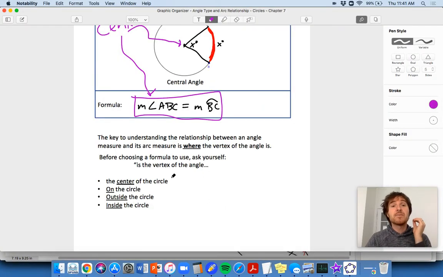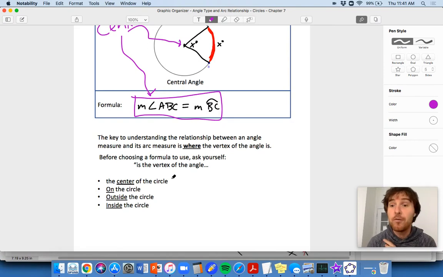But anyways, the key to understanding the relationship between an angle measure and its arc measure is where the vertex of the angle is. That's what you want to look for in a problem like this. I know it's overwhelming with the language. I want to simplify for you too. That's kind of the role of teachers, to get the information out there and then help you get organized around it. That's what I'm trying to do today. So if we know where the vertex is, we know that angle's relationship with its intercepted arc.